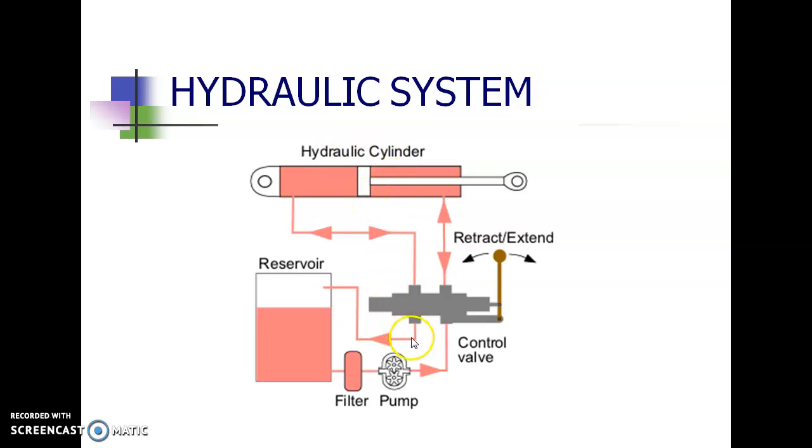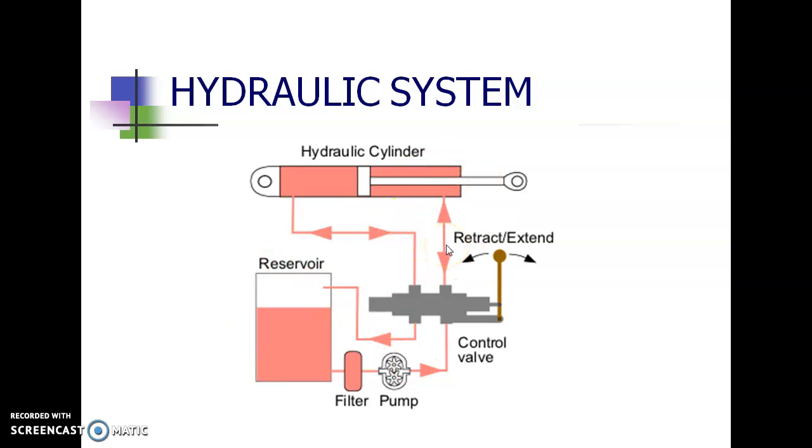This is a direction control valve. There are some more valves also present. One is called a pressure control valve and another is called a flow control valve. There are various kinds of pressure control valves used to adjust the pressure in the system. The flow control valve is used for controlling the amount of fluid flow going into the actuator.